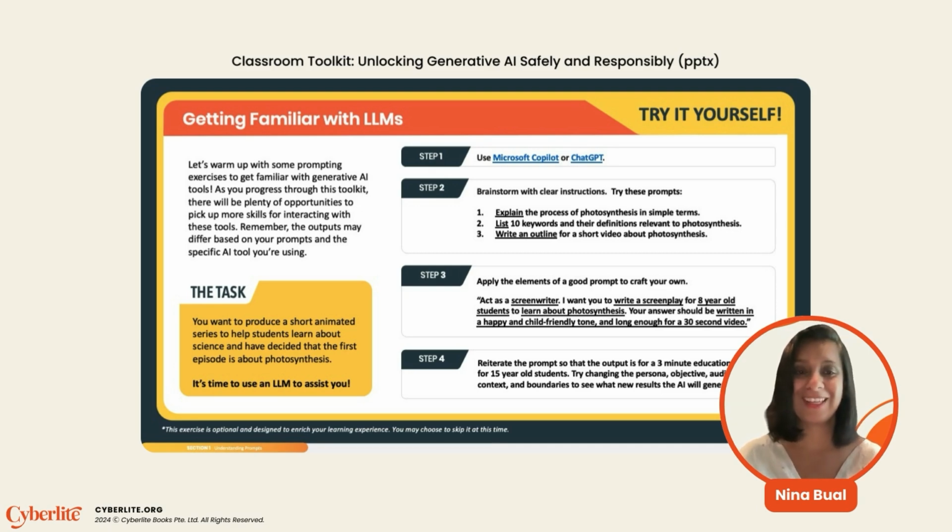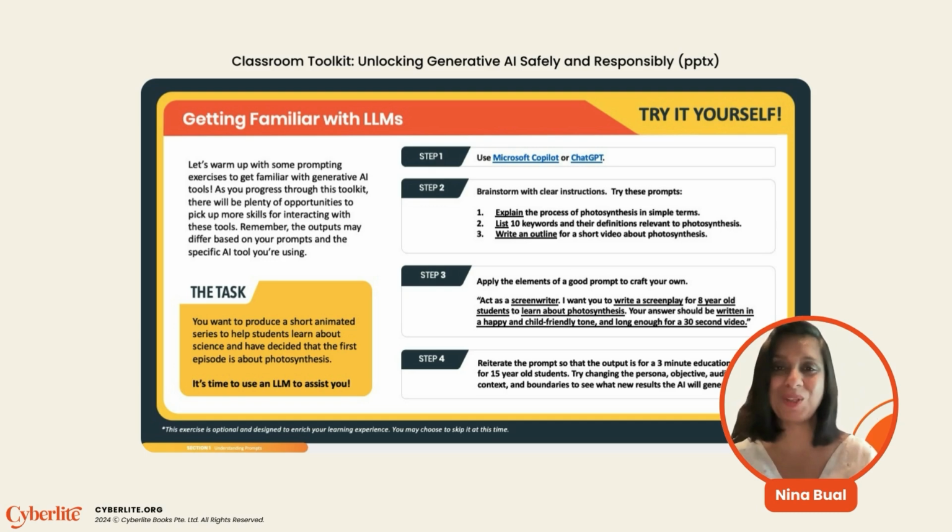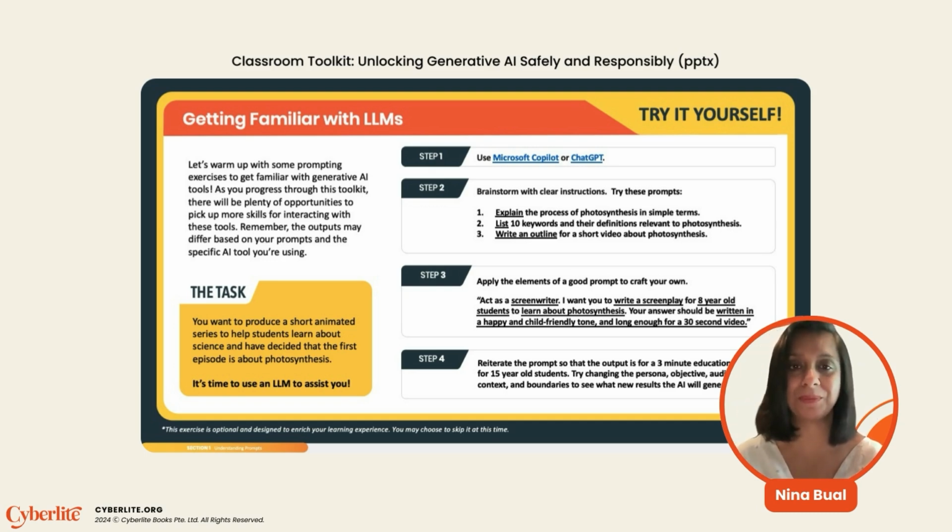The task. You want to produce a short animated series to help students learn about science and have decided that the first episode is about photosynthesis. It's time to use the LLM to assist you. Step 1. We may have done this at the beginning of this toolkit. If you haven't, please take your time to do this now. Use Microsoft Copilot or ChatGPT.